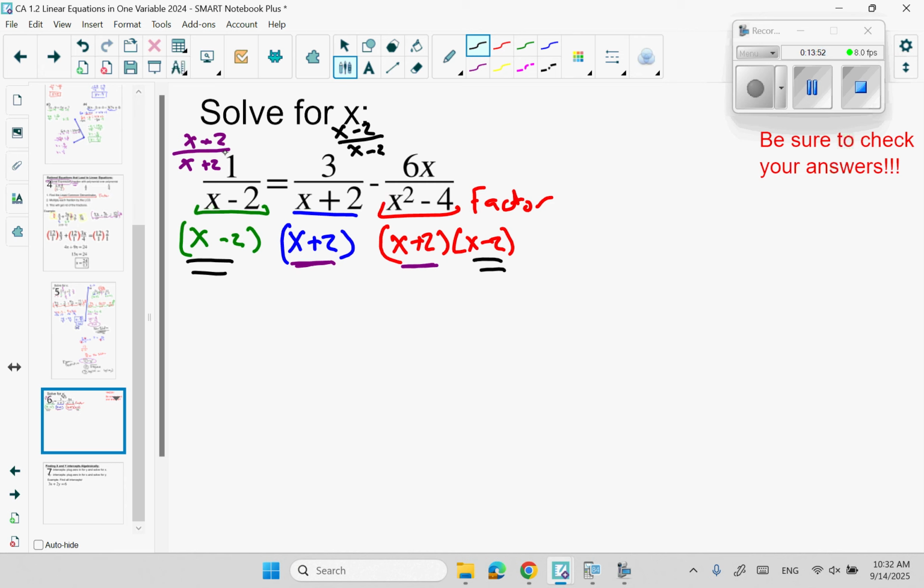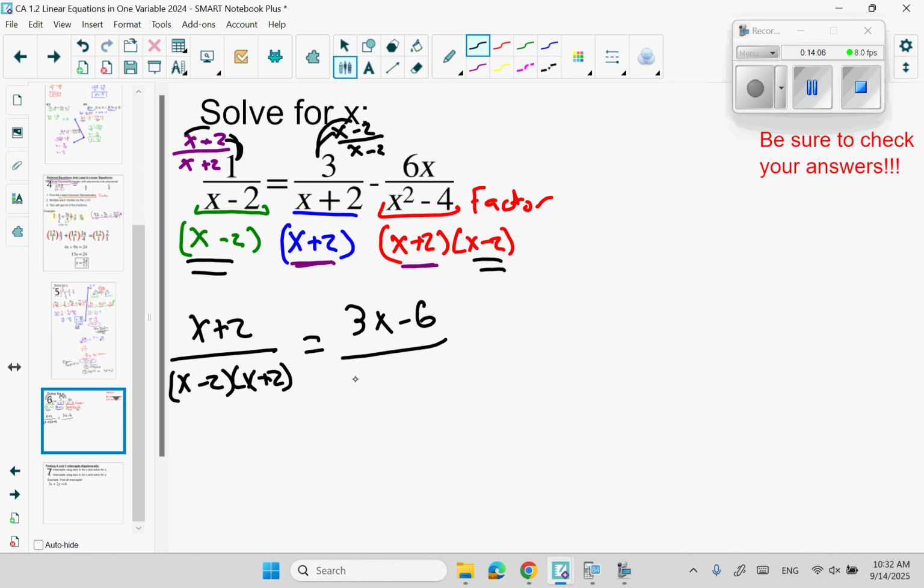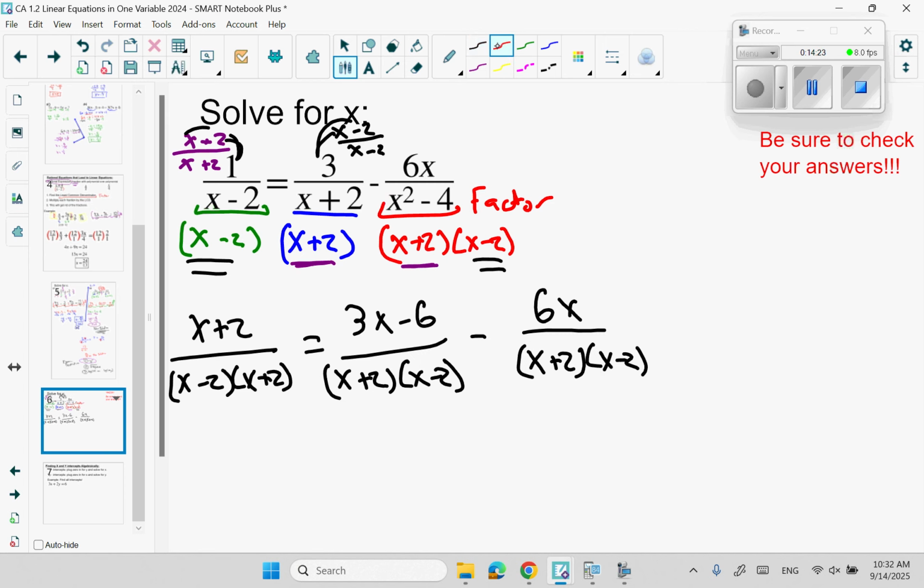So let's distribute the 1 and the 3. So we would get x plus 2 over x minus 2, x plus 2 equals 3x minus 6 over x plus 2, x minus 2, minus 6x over x plus 2, x minus 2. The order you list them in doesn't matter, so this one has the minus 2 first. It doesn't actually matter. Because you're being multiplied, order doesn't matter in multiplication.